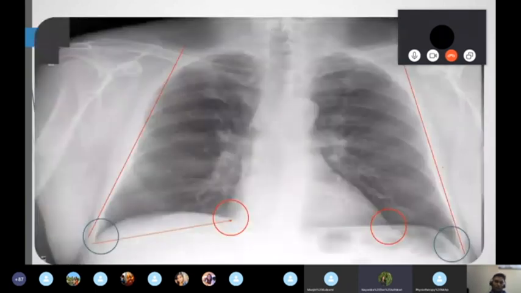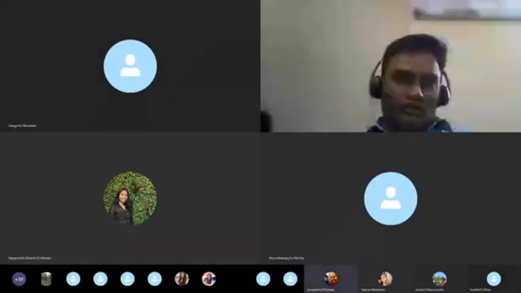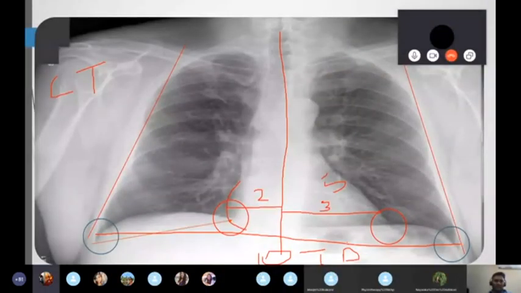Yeah, sure. See, the first thing you do is draw a line at the central vertebra. Cardiothoracic ratio means your cardiac diameter should always be 50% or less than 50% of your thoracic diameter. Only then do we call it a normal heart. If it is more than 50%, we call it cardiomegaly. In this patient, exactly 50% is there, that's why I call it a normal heart. If it is more, we call it cardiomegaly. Hope you understand.